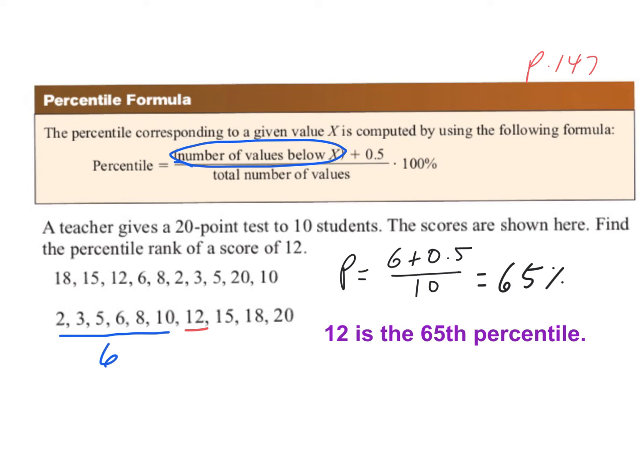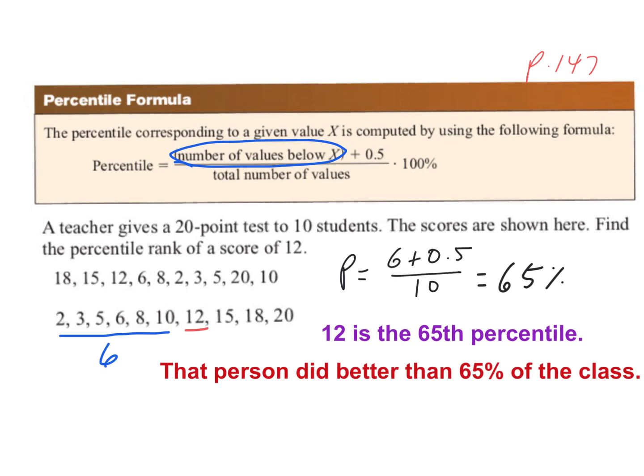The barely passing D was still better than 65% of the class. That was either a horribly written test, or it was a pop test, or the teacher does not know what they're doing.